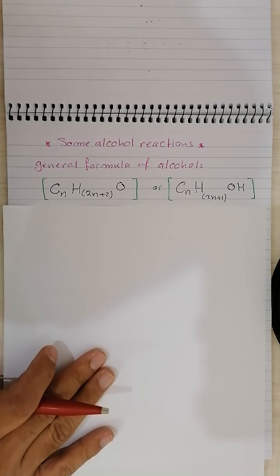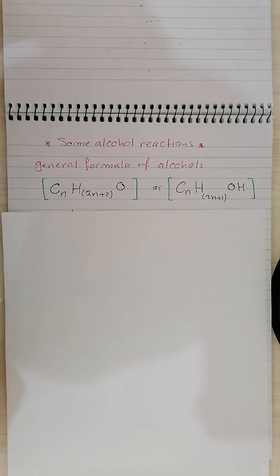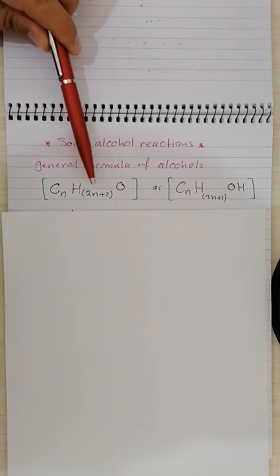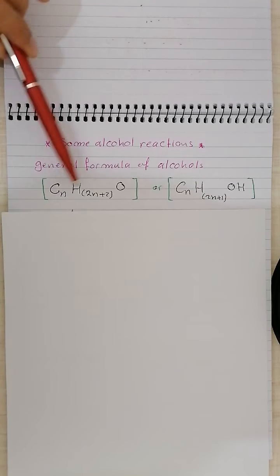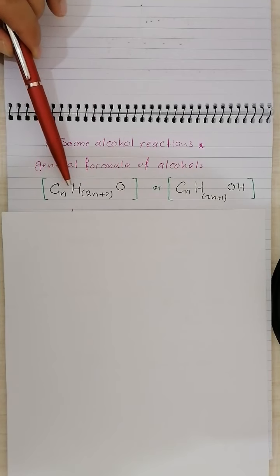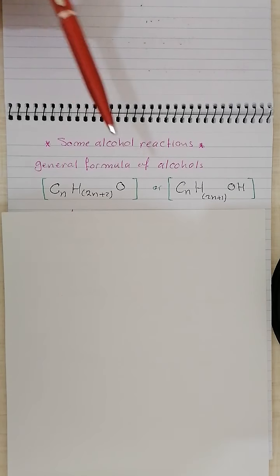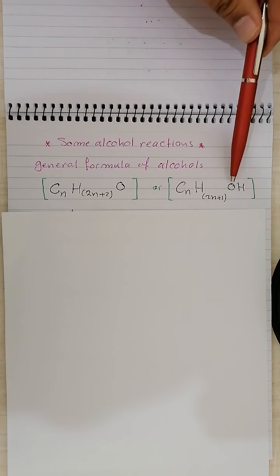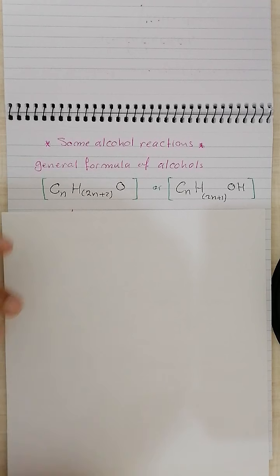Now I want you just to revise some things, like the general formula of alcohol. The general formula of alcohol can be CnH2n+2O. So it's the alkane formula with one more oxygen atom. There are no double bonds. Alkane formula means the compound is saturated, or it can be CnH2n+1OH. We remove H from here and it appears as a hydroxyl group.